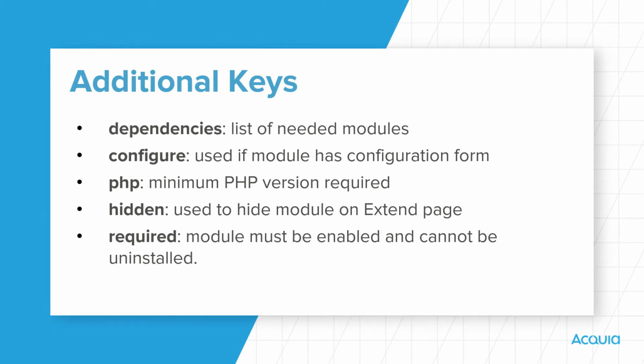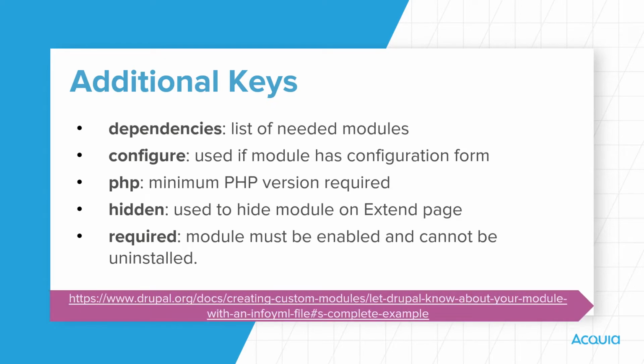In addition to the keys of name, type, description, and core_version_requirement, there are other keys which you can add to your module as required. We won't go into detail of each of these here, but you should know about them. These keys are the dependencies key, which is a list of other modules your module depends on. The configure key can be used if your module offers a configuration form. A php key can be used to specify a minimum version of PHP required to enable the module.